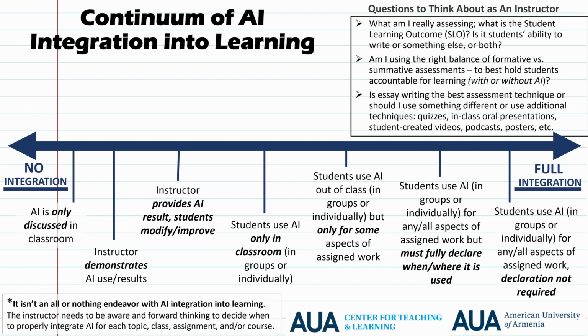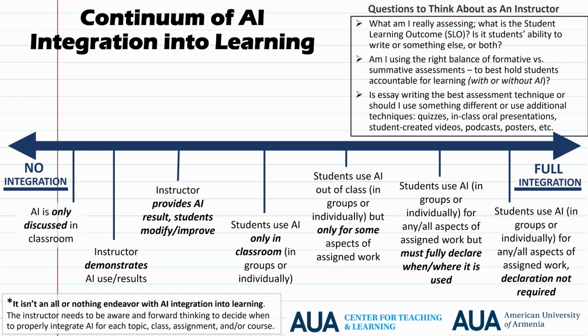Another question is, am I using the right balance of formative versus summative assessments to best hold students accountable for learning with or without AI? Again, this is an important skill that we need to develop, their AI literacy skills, their capabilities with AI, but at the same time, they also need to understand and learn the main topic of the class.